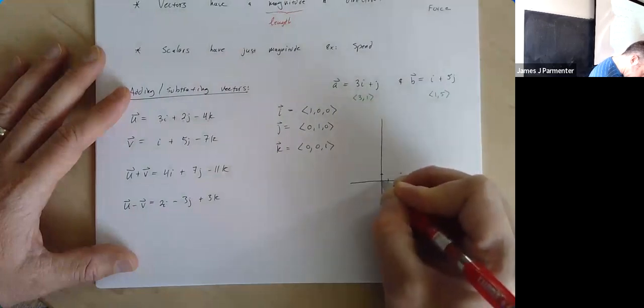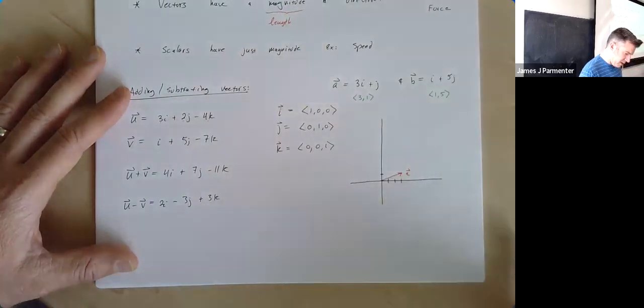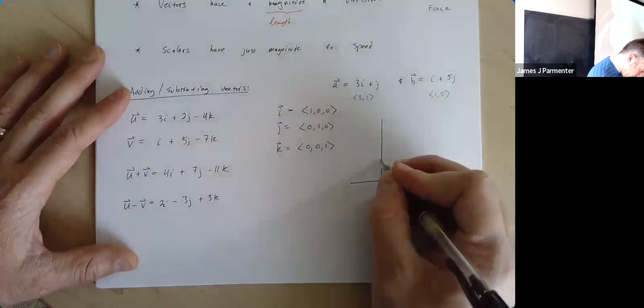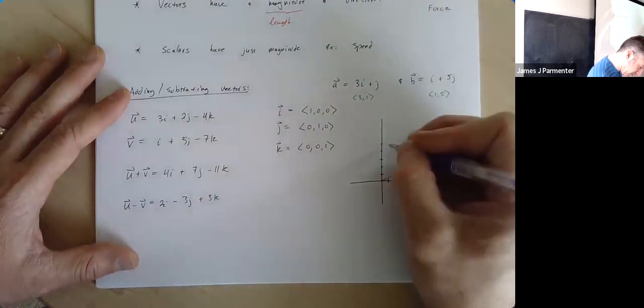Starts at the origin, ends at the point (3, 1). And then the vector B goes over 1 and up 5. So it starts at the origin and goes over 1 and up 5.